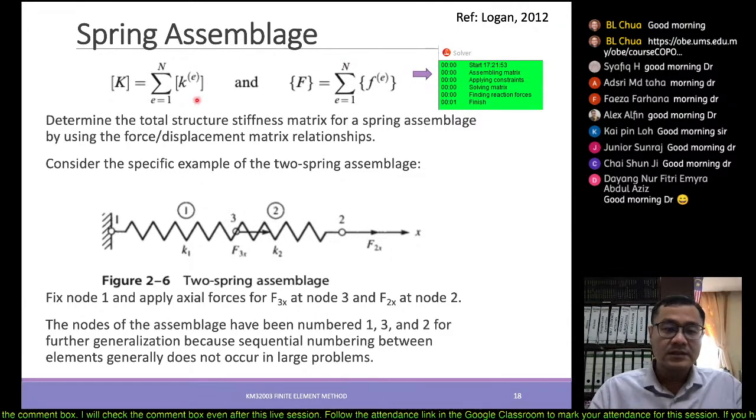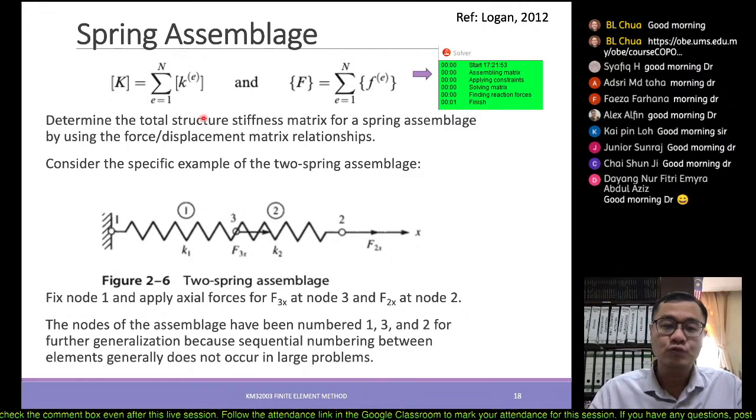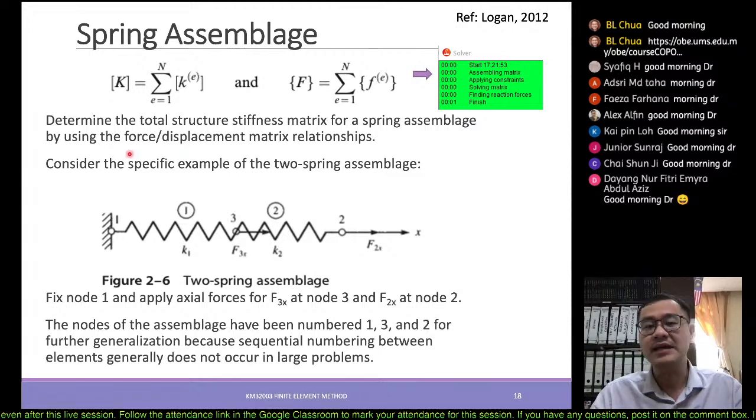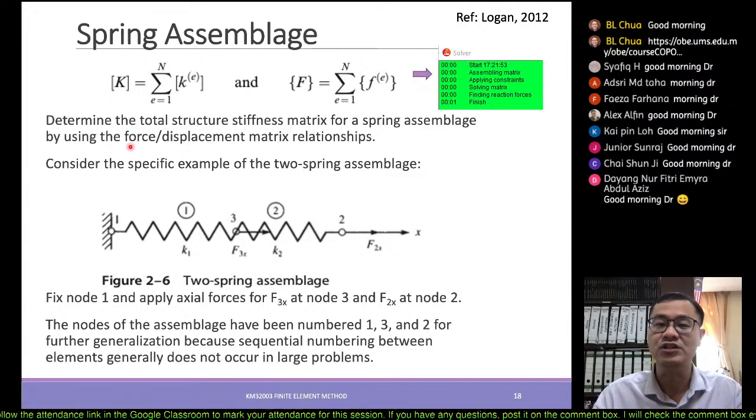Now, in order to find out the total structure stiffness matrix for a spring assemblage, we will use the force-displacement relationship. We know that F equals kx, where x is the displacement and F is the force. We have this kind of relationship, and we can represent them in matrix form.